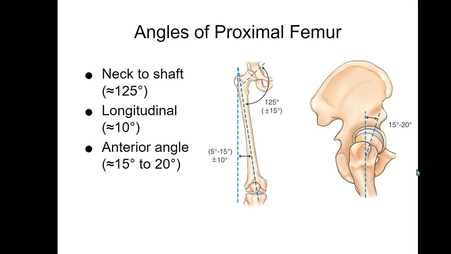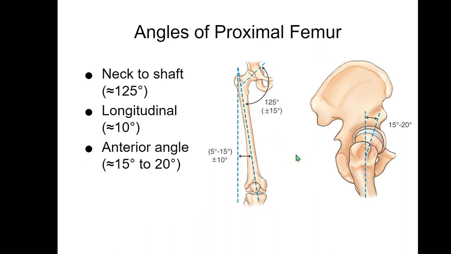There are several angled relationships that I need you to be aware of. First, let's start by talking about the angle of the femoral neck to the body of the femur. I'm going to refer to this first diagram here. Notice this dotted line is referring to the angle of the femoral body. This dotted line is referring to the angle of the femoral neck. On an average adult, the angle between these two lines is approximately 125 degrees.